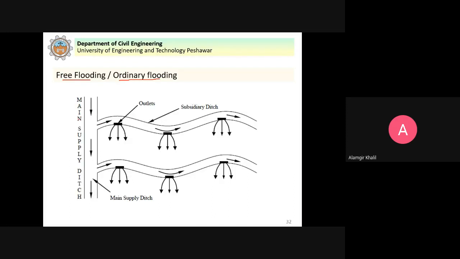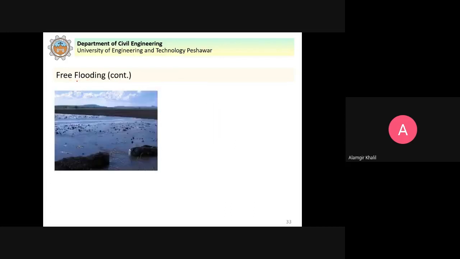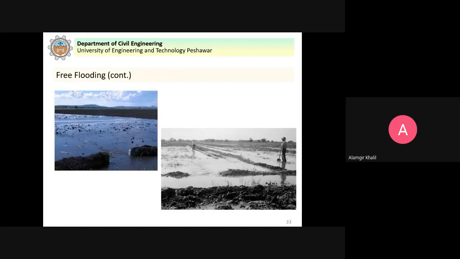Now next we start with free flooding, that is also known as ordinary flooding. In this method we have the main supply ditch, and then from here we have subsidiary ditches. These are narrow channels of water, and we just flood the area. That is why it is known as free flooding, also known as ordinary flooding. We just flood the entire surface and no attempt is made to control the flow of water. You can see here, we just simply flood the entire area with the water. So this is an example of free flooding.